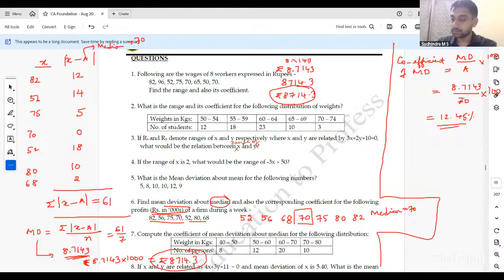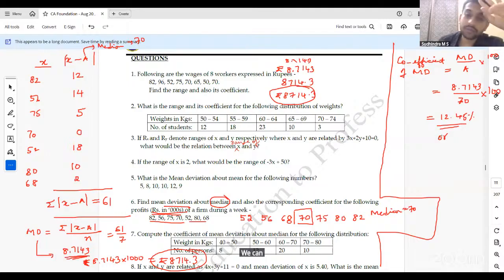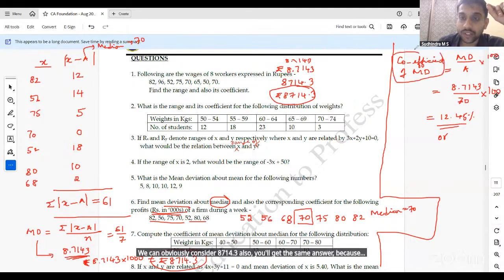Sir, yes Anand. Sir, why did you take 8.7143 instead of 8.1443? Good point. Now, why did I take 8.7143? Why not 8714.3? We can obviously consider 8714.3 also. You'll get the same answer because this is a relative measure free of units.